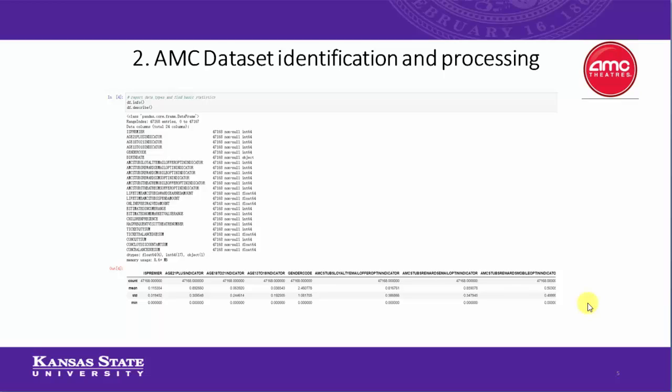Next, from this figure, we can see that there are 47,168 rows of data in this AMC dataset. This satisfies our big data topic, and there does not appear to be any obvious data quality issues, such as missing variables, and it seems like there is nothing out of range.